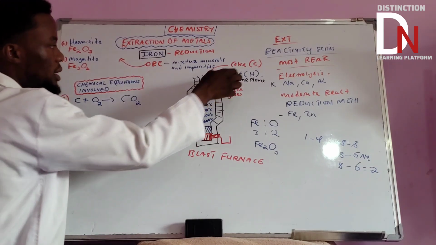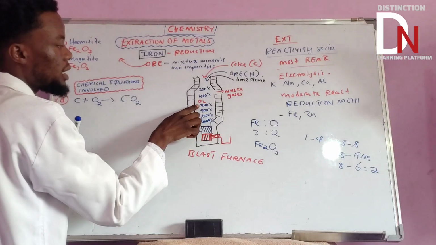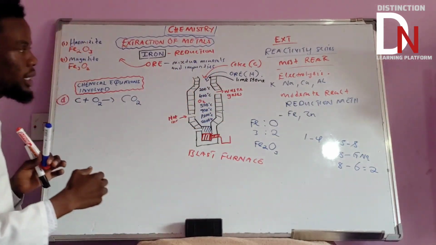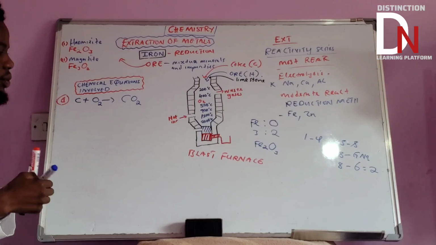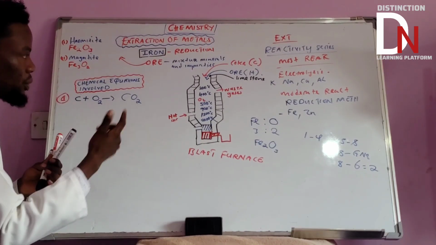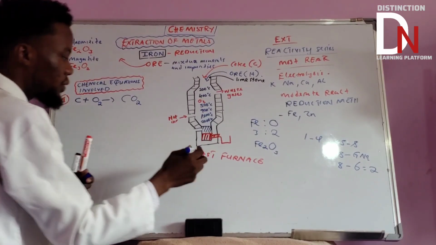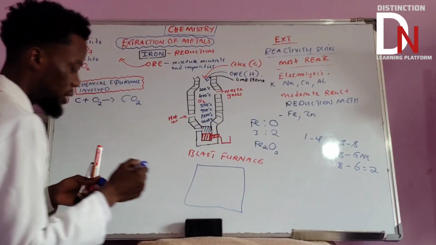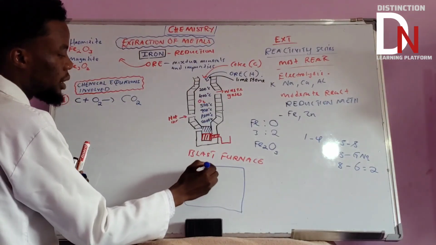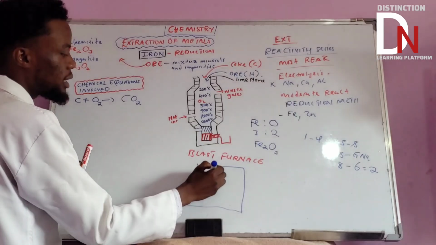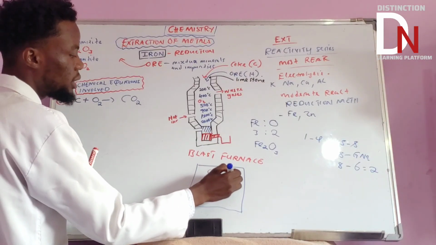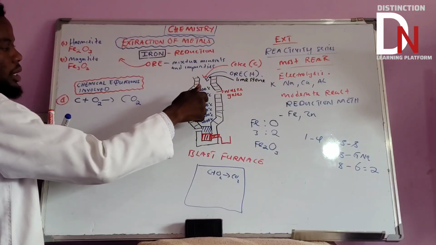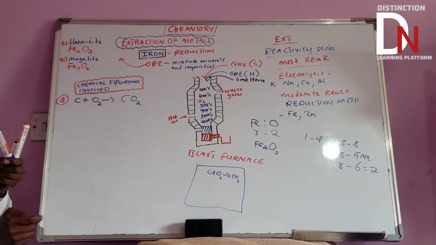Basically, this coke that is coming in is going to find oxygen. If there is oxygen, then it's going to produce what we call carbon dioxide. So let us try to represent what I'm saying so that you can visualize it. This carbon that is coming in finds oxygen to form carbon dioxide, like that. This is the carbon dioxide that we're having.